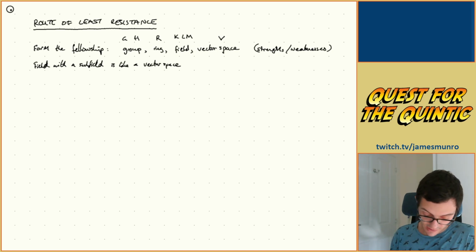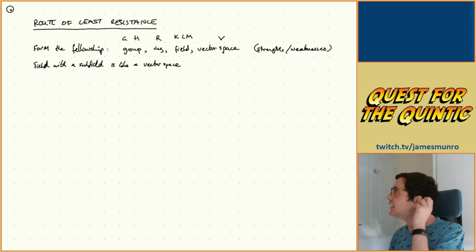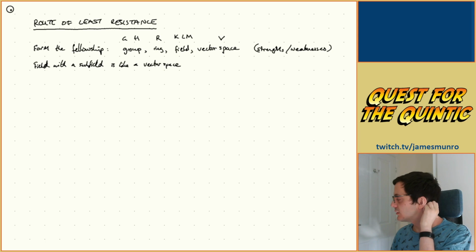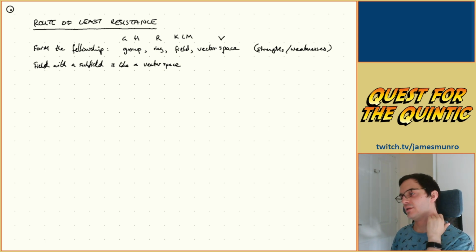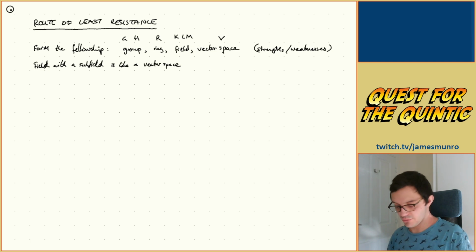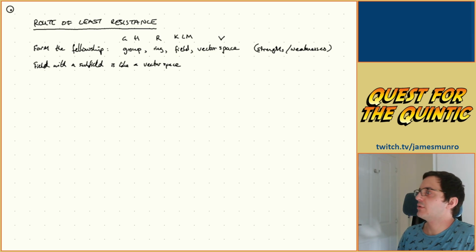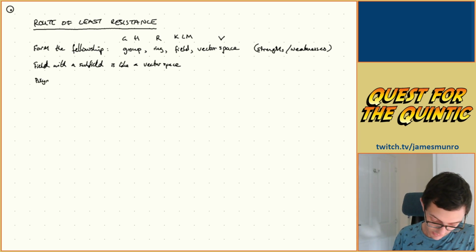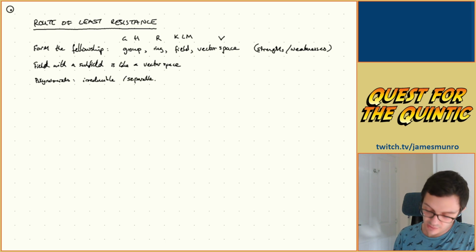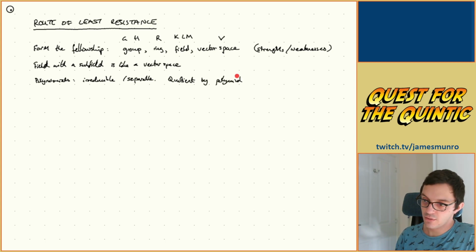So, intro that a field with a subfield is like a vector space. And now can you do... So now you probably want to talk about splitting a polynomial. So you probably want to talk about polynomials. You want to define irreducible and separable. And you want to start talking about quotients. You want to do a quotient by polynomial. Ideal.